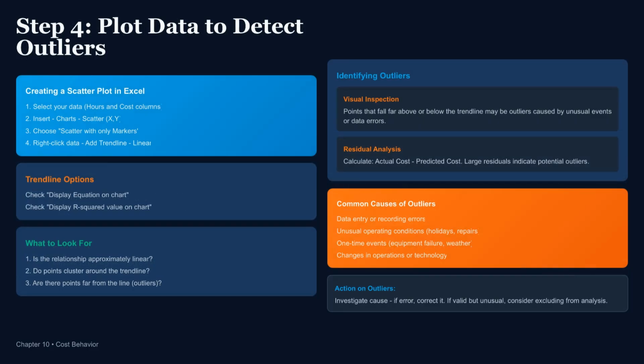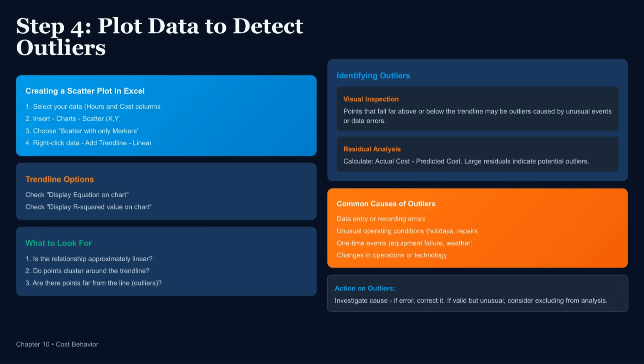Imagine embarking on a data detective mission. In this step, you use Excel to create a scatter plot by selecting your hours and cost columns, then add a trend line showing the equation and R-squared value. As you review the chart, look for clusters and outlying points. What to look for? Is the relationship approximately linear? Do points cluster around the trend line? Are there points far from the line, potential outliers?